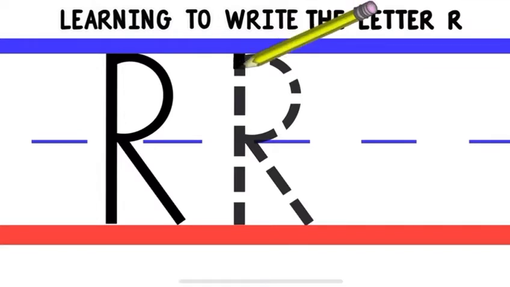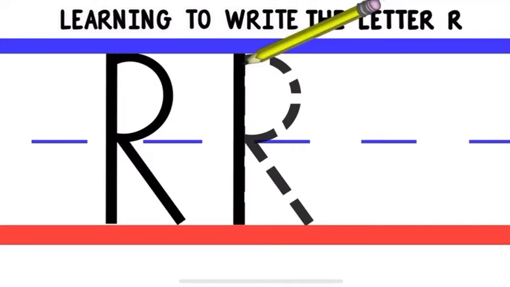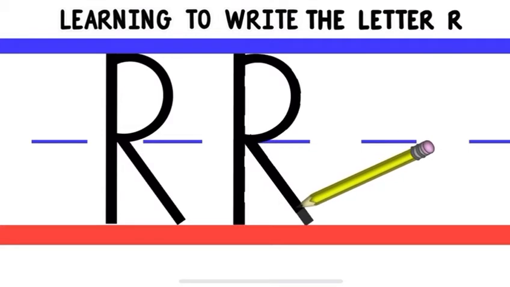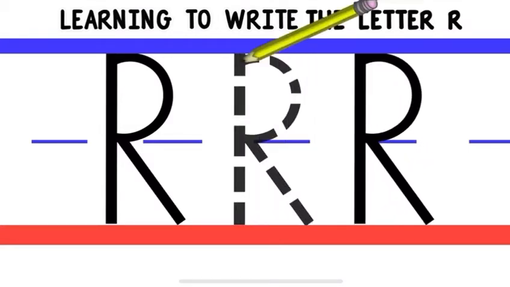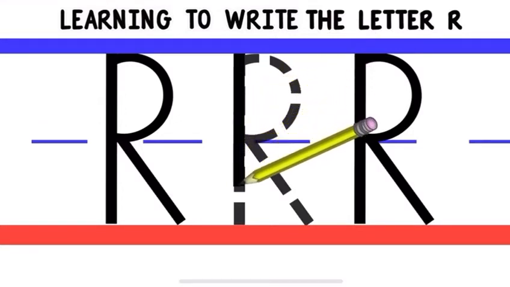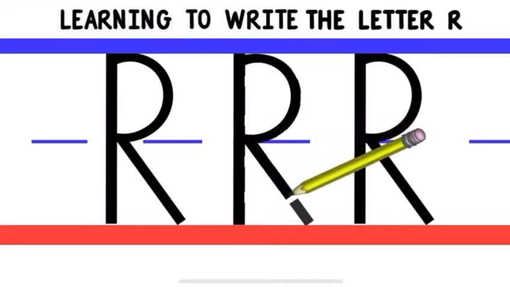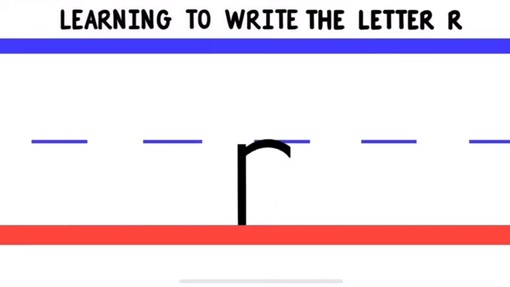Let's do that again. We'll start at the top and do a straight line down. Then go back to the top and do a curved line around. Then we'll do a diagonal line down. Good job! Now you try. Good work! Now let's move on to lowercase or little r.